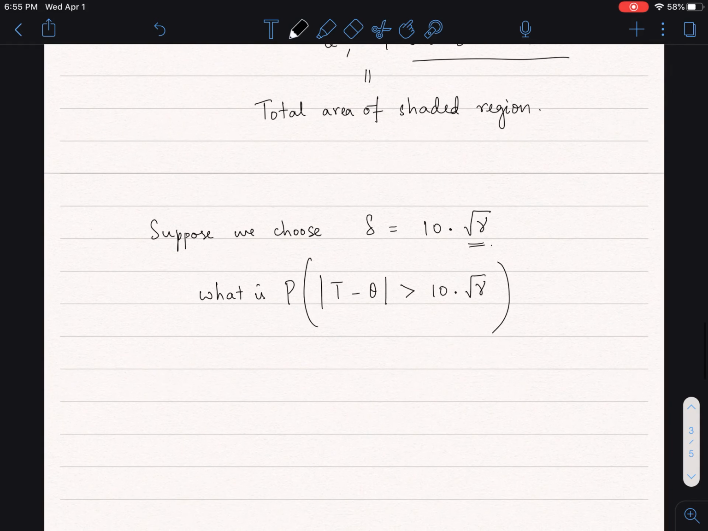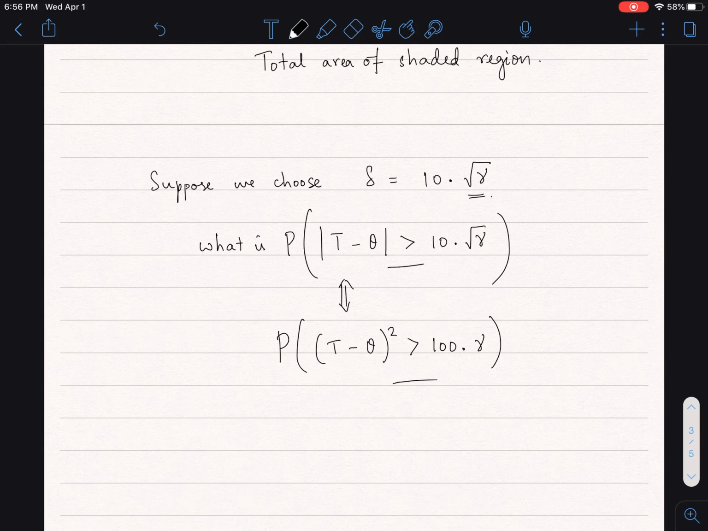Note that this is equivalent to asking what is the probability that t minus theta whole squared is more than 100 times gamma, because I'm just squaring this inequality, and both sides are positive numbers, so I can square this quantity. So these two are exactly equivalent. So this is the question that we'd like to understand.